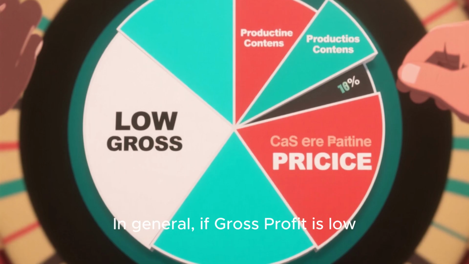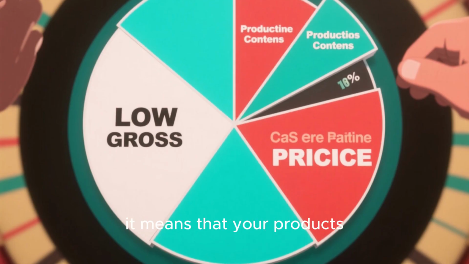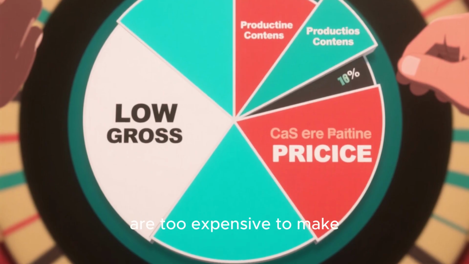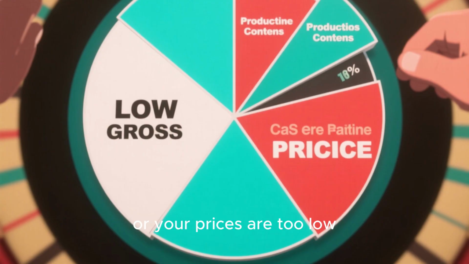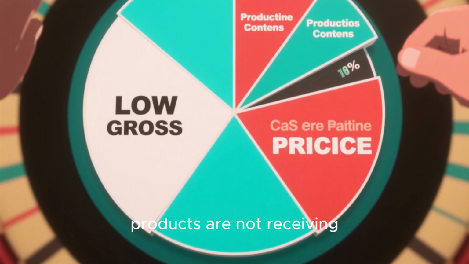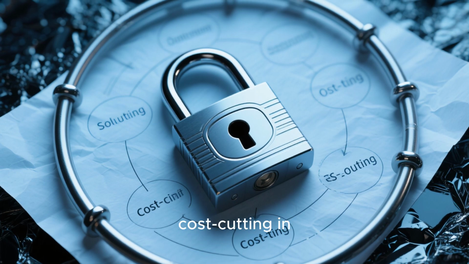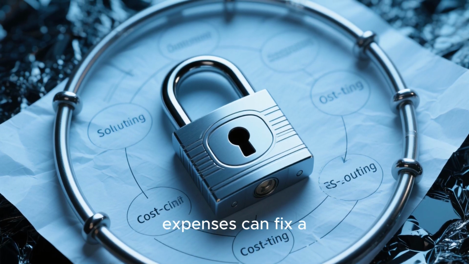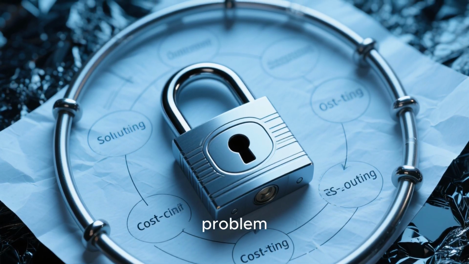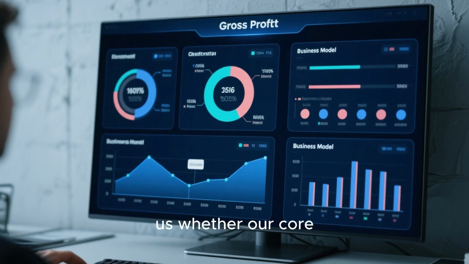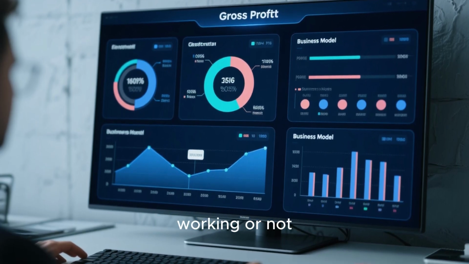In general, if gross profit is low, it means that your products are too expensive to make, or your prices are too low, or your high-margin products are not receiving enough sales volume. Note this, no amount of cost-cutting and operational expenses can fix a gross profit problem. Gross profit tells us whether our core business model is working or not.